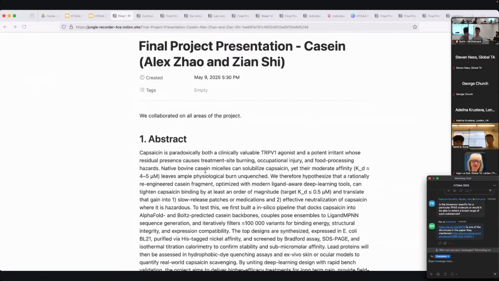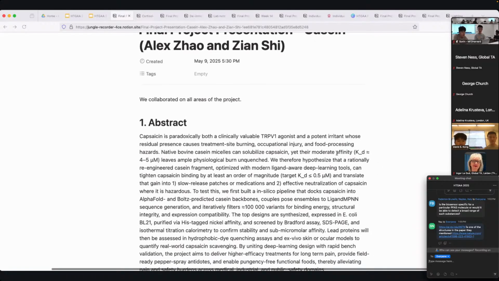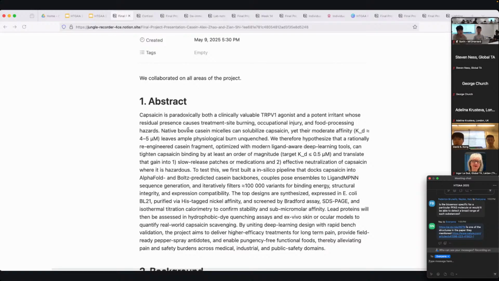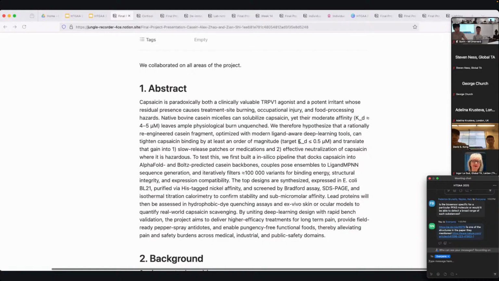So I can first briefly describe our abstract. Capsaicin is a paradoxically clinically viable TRPV1 agonist and a potent irritant. It's what makes food spicy. It's known that native bovine casein micelles, which are protein complexes from milk, can solubilize capsaicin. So we hypothesize that we could re-engineer casein with modern ligand-aware deep learning tools to increase capsaicin binding, and then translate it, manufacture it, purify it, and test binding to see whether our design actually improved it.